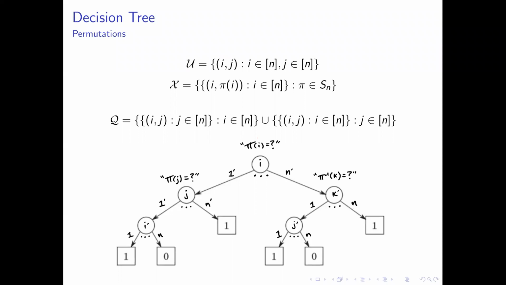So like, what does pi of i equal? And if it equals n, then we take this rightmost path here. And we can also ask queries like, what symbol maps to k? And so this would be the inverse.